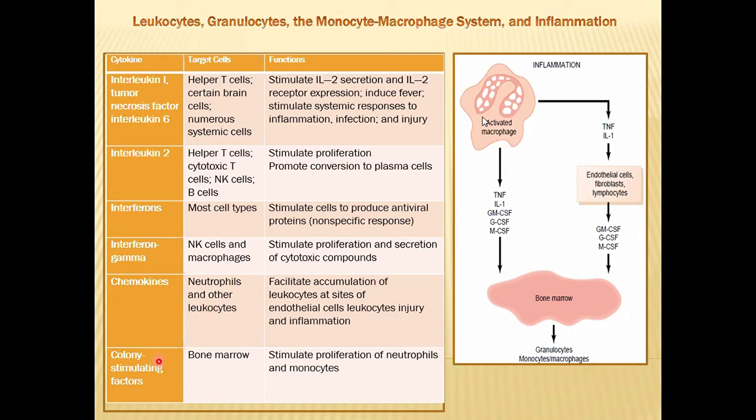Then CSF, or the colony stimulating factors, these are also cytokines. Their target cells are the cells in the bone marrow. They stimulate the bone marrow to produce a particular cell, a monocyte, a granulocyte, a lymphocyte. So they stimulate proliferation of neutrophils and other monocytes.